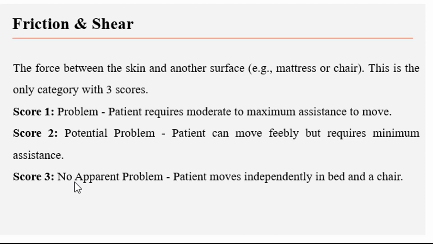Score 2 is a potential problem. The patient can move feebly but requires minimum assistance. In this condition, we will give score 2. Score 3, no apparent problems. The patient moves independently in bed and in a chair. In this kind of case we will give score 3.